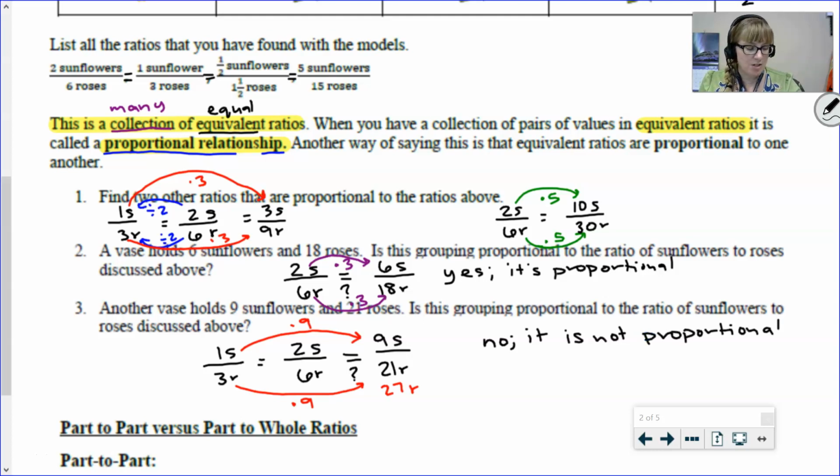So I answered the question, is it proportional? Instead of that question mark, let's go ahead and cross that out. It is not equal, so it is not proportional.